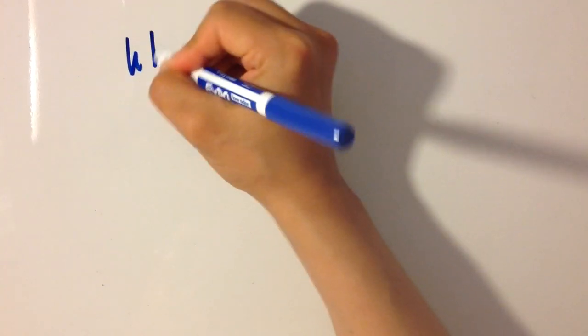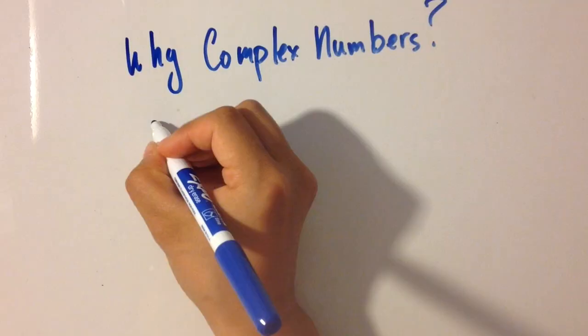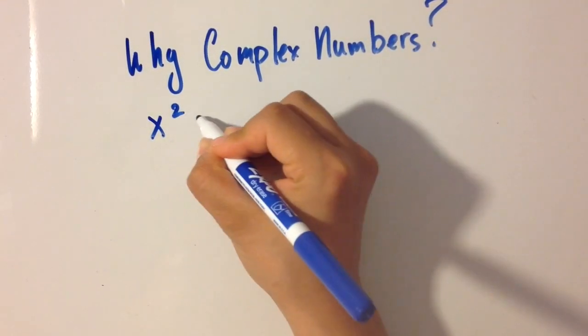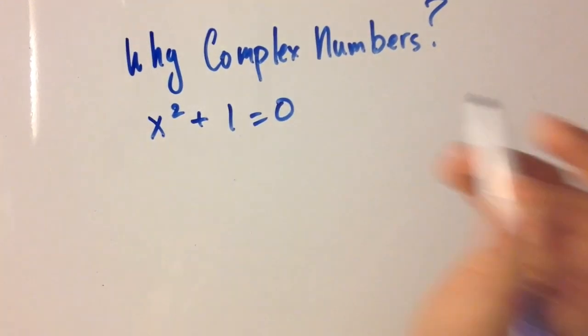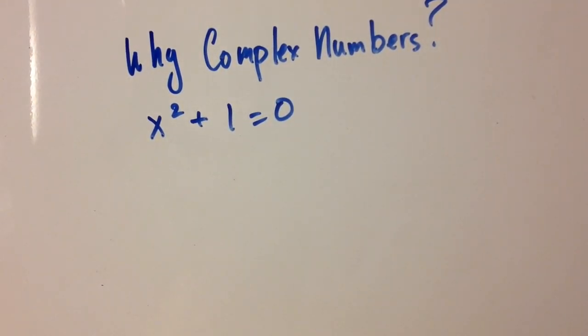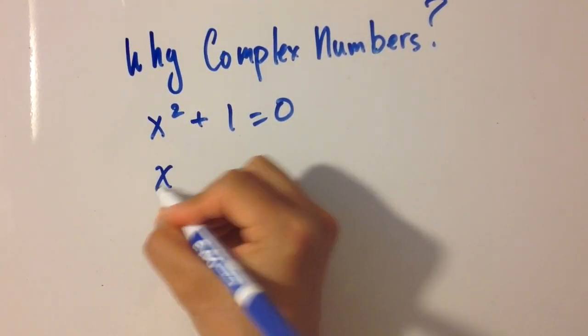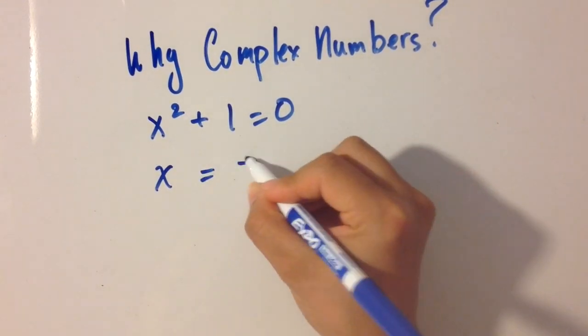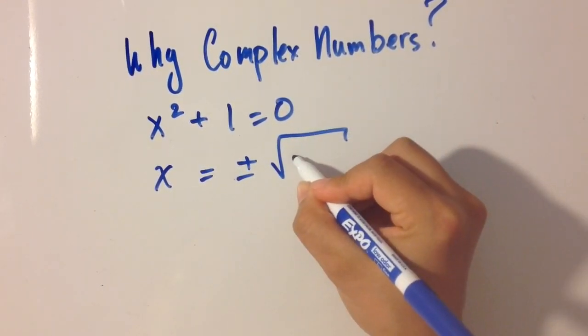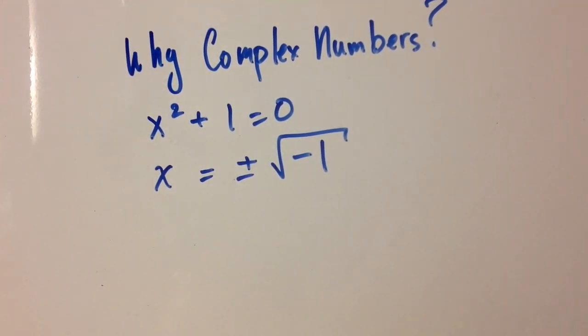In this video, I would like to give motivation for complex numbers and to define them. So, why complex numbers? For example, if you try to solve the following equation, x squared plus 1 equal to 0, you would quickly find that x is equal to plus and minus square root of minus 1. Until the introduction of complex numbers, we would say that this equation just does not have a solution.